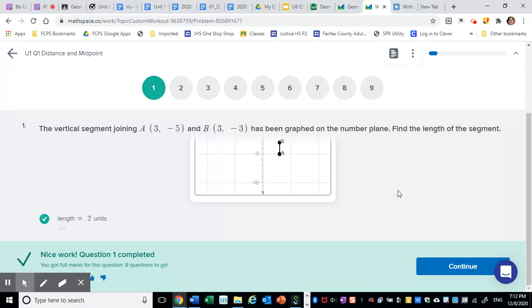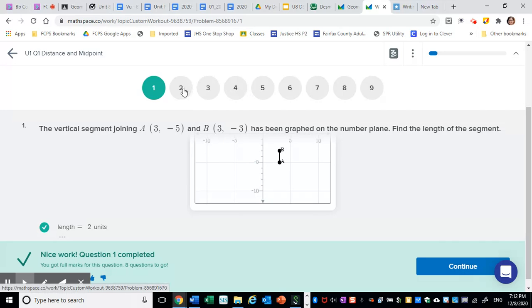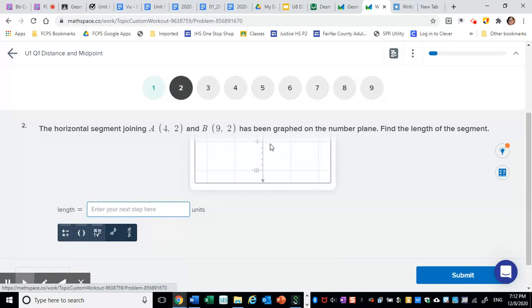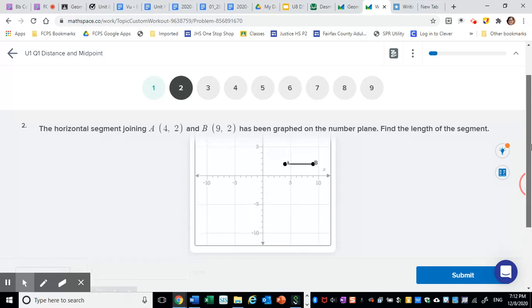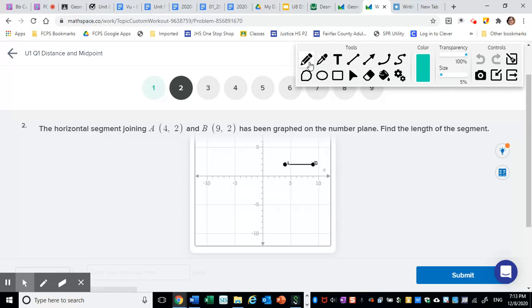That's the first one. Now go to question 2. Question 2 also gives you 2 points, A and B. A at coordinate 4, 2 and B at coordinate 9, 2. Remember, the first number is always the x coordinate, and the second number, which is 2 here, is the y coordinate. So in this situation you have a horizontal line, and it would be simpler.